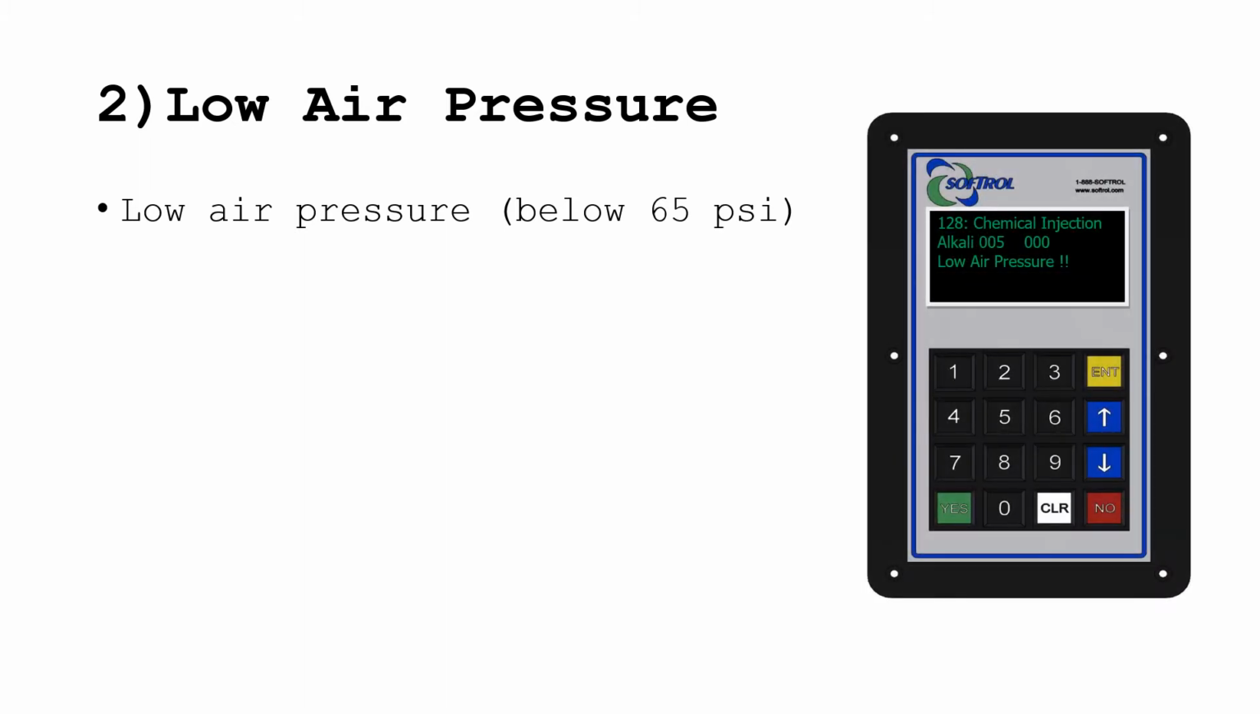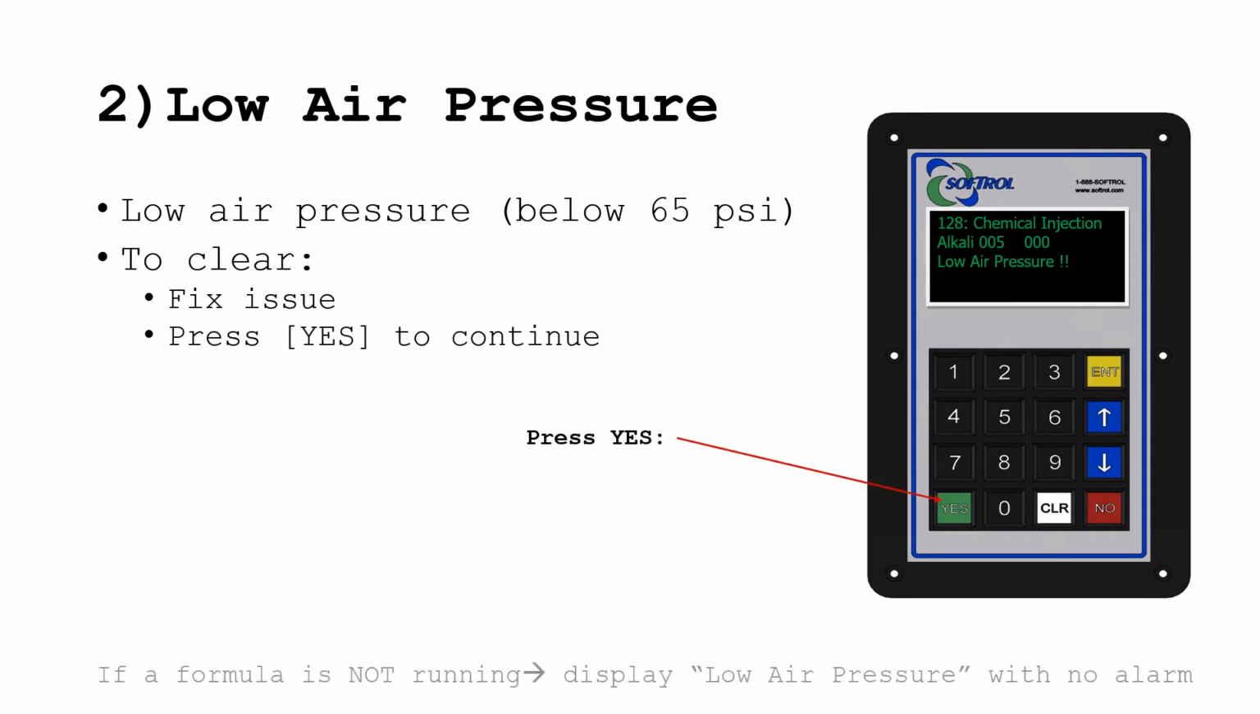2. Low air pressure. When the air pressure drops below 65 psi during a chemical injection, the machine will show this error. To clear, first make sure the air pressure gets above 65 psi and then press yes to continue. If a formula is not running but the air pressure is below 65 psi, the system will display low air pressure with no alarm.